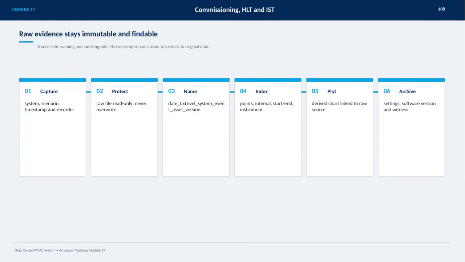On this slide, we focus on the crucial principle that raw evidence stays immutable and findable. This means that from the moment data is captured, we follow strict rules to ensure its integrity and traceability. First, during capture, we record essential details like the system involved, the scenario, timestamps, and who recorded the data. Then, to protect the data, raw files are set to read-only and never overwritten, preserving their original state.